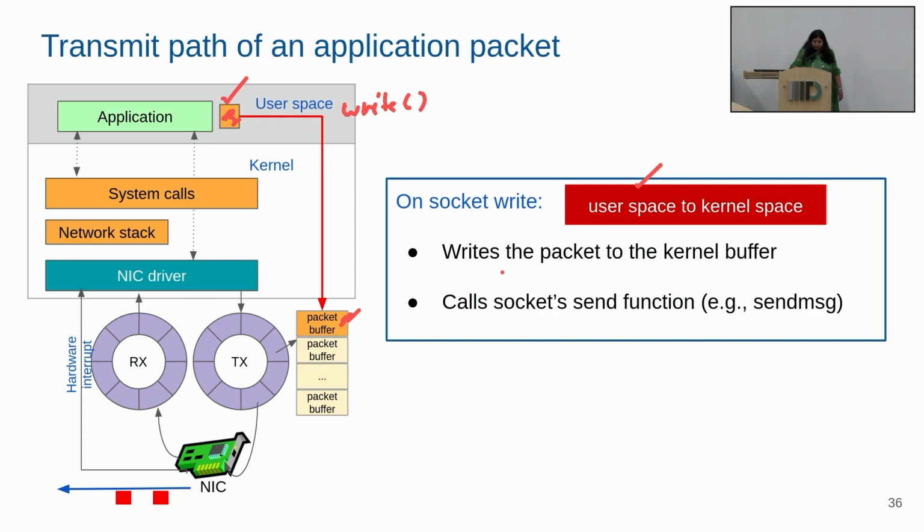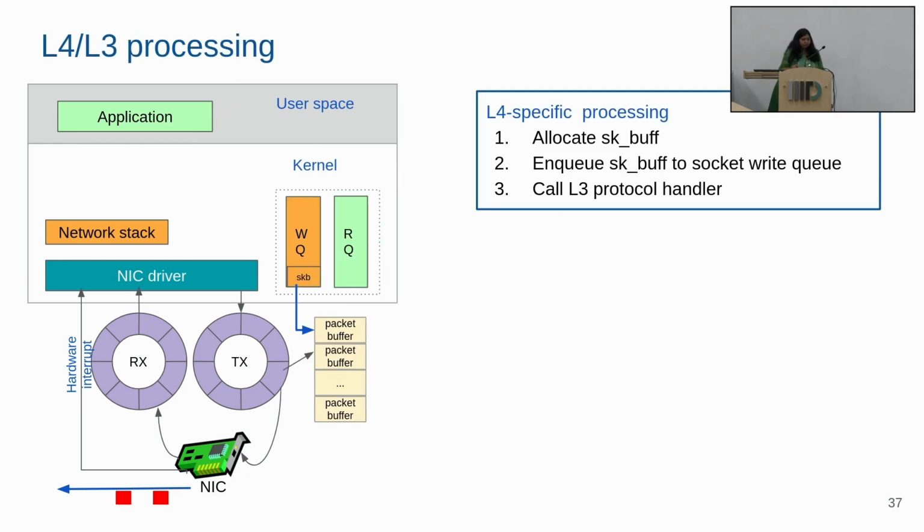So on socket write, the packet is written, and the socket's send function is called. That is something like a send message. And now the first thing, as you already told me in the first slide, processing will happen from the application layer towards the physical layer. So the L4 processing starts.